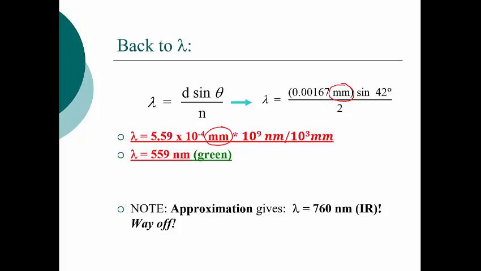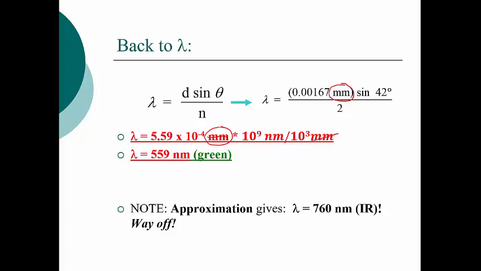Our answer is 5.59 times 10 to the minus 4th millimeters, and then I'm just going to multiply 10 to the 9th nanometers divided by 10 to the 3rd millimeters, so my millimeters cancel, and I end up with an answer in nanometers. This is very much like the first example. So I have 559 nanometers. My answer makes sense. I can see this line. 559 nanometers is green. It's within the visible spectrum of 400 to 700 nanometers.